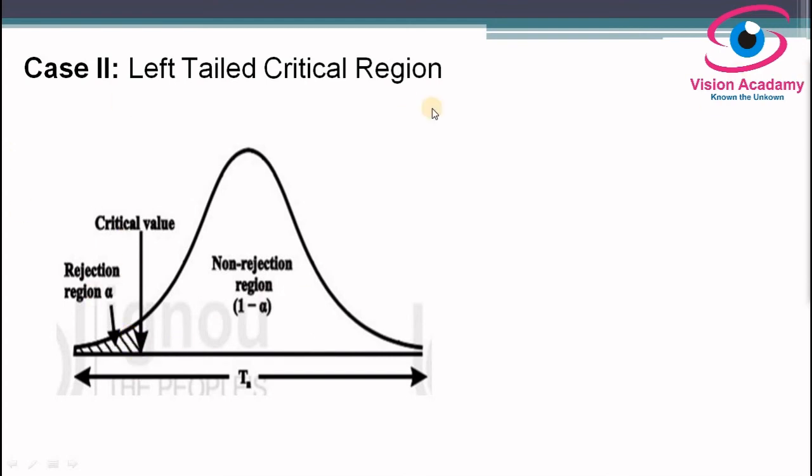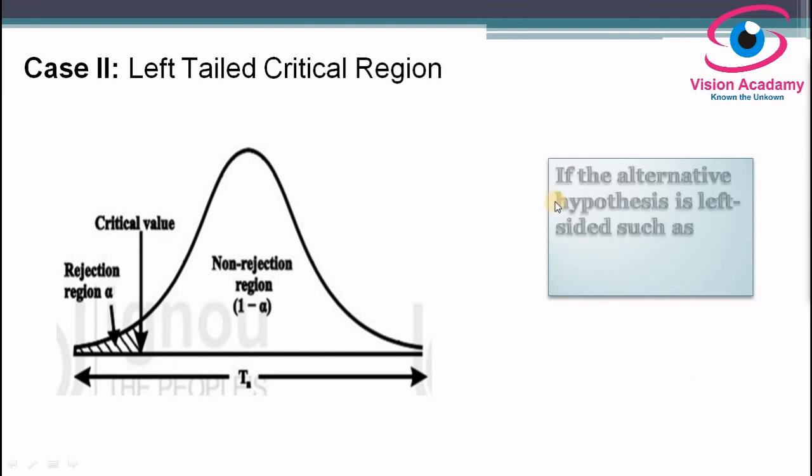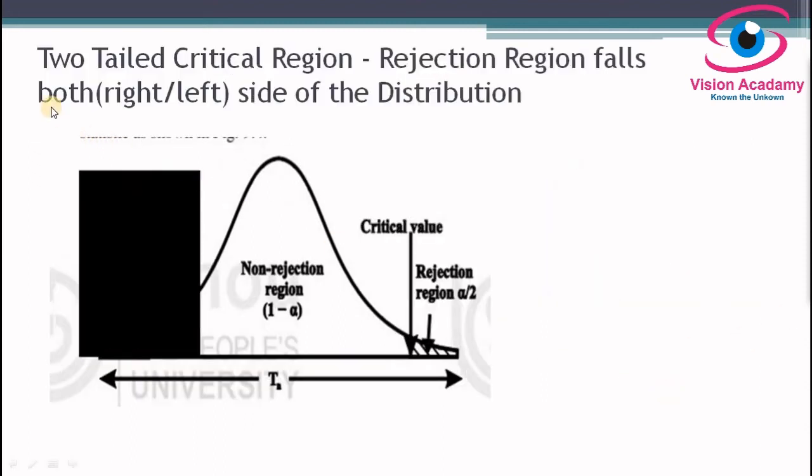So if you want to understand how to identify a left-tailed critical region, again you need to concentrate on the alternative hypothesis. If the alternative hypothesis is left-sided, such as a lesser-than type, theta lesser than theta 0 or theta 1 lesser than theta 2, these are the possibilities of alternative hypothesis which indicate your critical region will fall on the left side of the distribution. So we are left with one more critical region, called a two-tailed critical region.